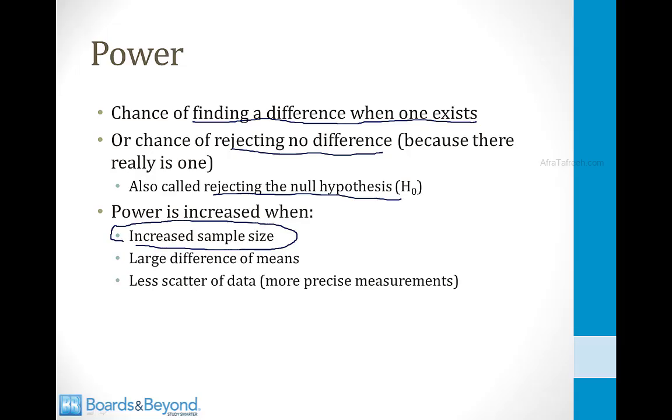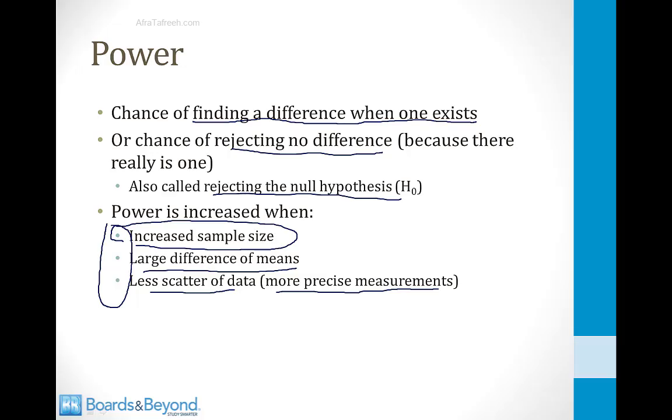So if you see a small difference between groups, but it's not statistically significant, it may be that you need to collect more samples. You can be more confident in a difference you find between groups when you have lots and lots of samples. If the difference between the means is very far apart, this increases the power. And if there's less scatter of the data, in other words, if you have more precise measurements, this also increases the power. And the way I always do this is just picture those charts I showed you before.